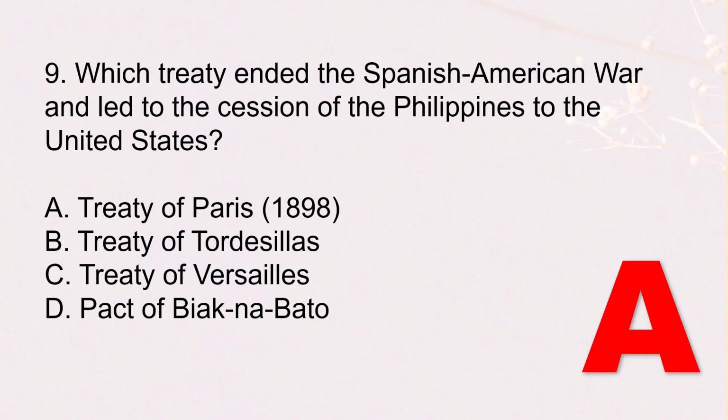Okay, the correct answer is letter A, Treaty of Paris. Spain ceded the Philippines to the United States for $20 million. For letter B, the Treaty of Tordesillas was between Spain and Portugal in the 1400s, particularly in 1494. For letter C, the Treaty of Versailles ended World War One, and the Pact of Biak-na-Bato was between the Spanish government and Filipino revolutionaries. So letter A is the best answer.